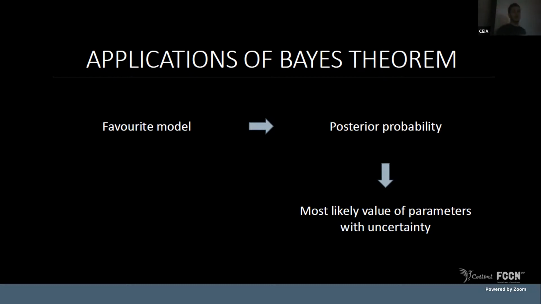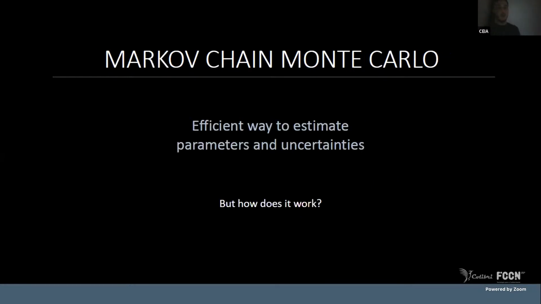But what I really want to get into is something a little bit more sophisticated, and that I use quite a bit. And that is Markov chain Monte Carlo, or MCMC. So it's basically just a very efficient way to estimate parameters and uncertainties. But you might wonder, how does it work? I mean, it's just a fancy name. Okay, so I'll split this into 2 bits, and then at the end, I'll put them together. So we'll start with Monte Carlo sampling, and then Markov chain.